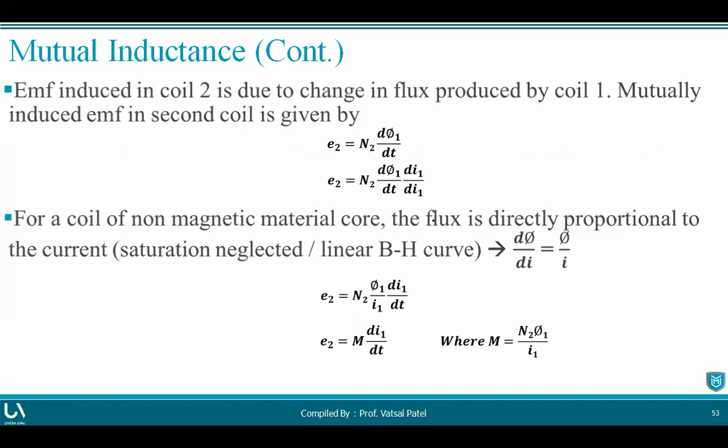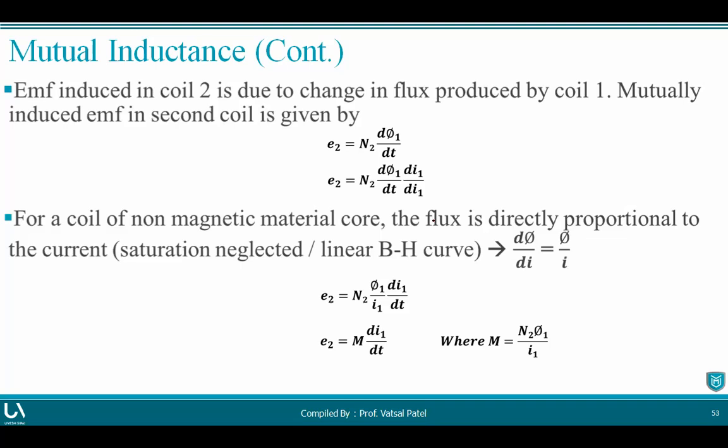But now, whatever the induced EMF in coil 2, it is due to the change of the flux produced by coil 1. So the mutually induced EMF in the second coil is given here: E2 is equal to N2, the number of turns of coil 2, times the rate of change of flux of coil 1 with respect to time.